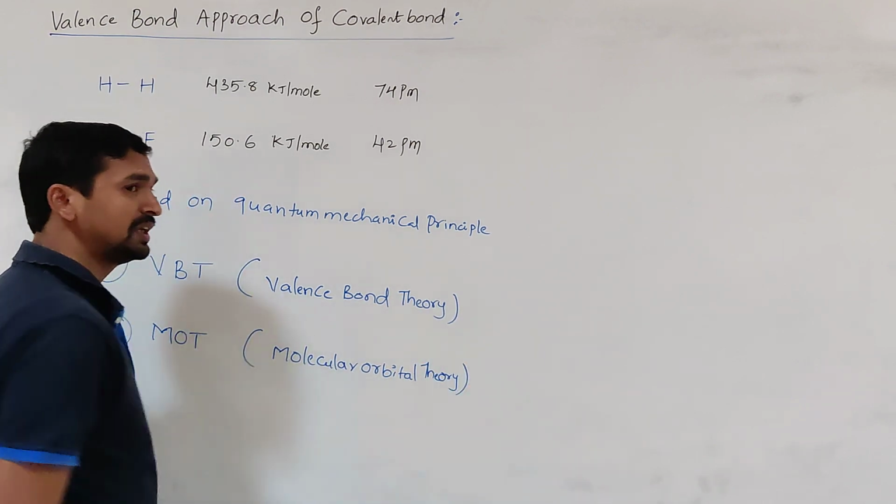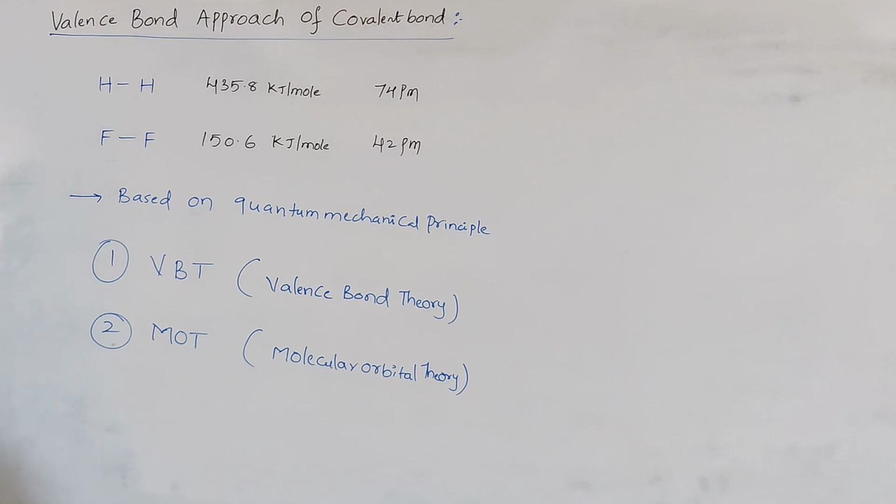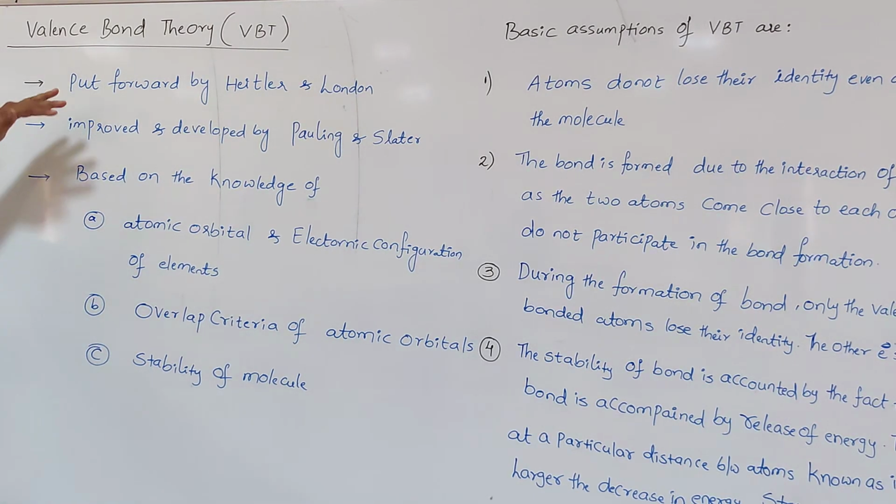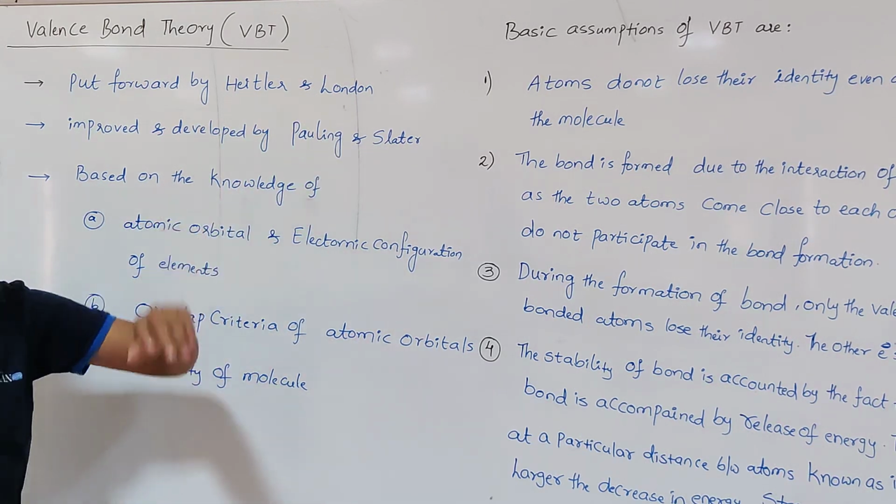So these are the two theories commonly used to explain the limitations we have discussed so far. First, let me discuss briefly what valence bond theory is. This valence bond theory was put forward by Heitler and London. After that, this theory was improved and developed by Pauling and Slater.